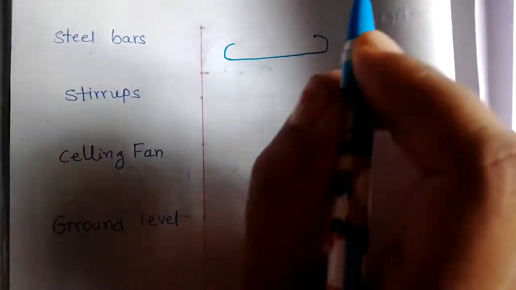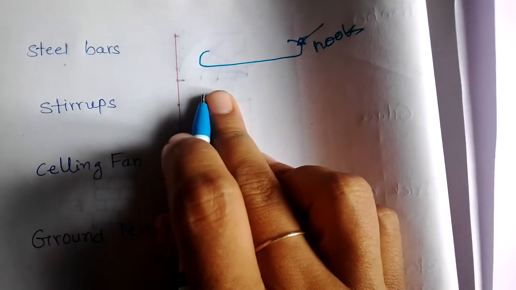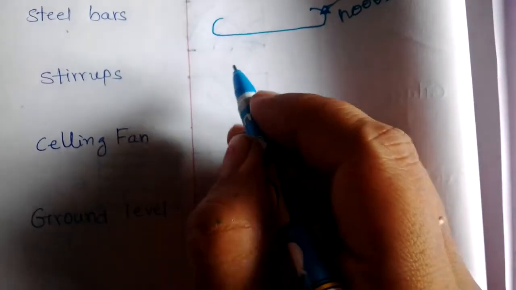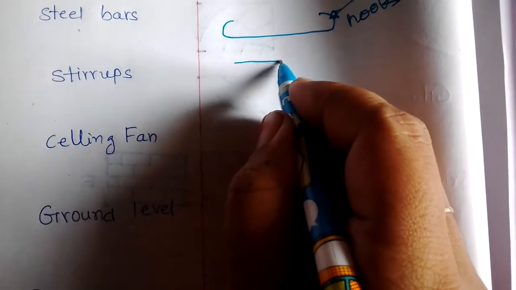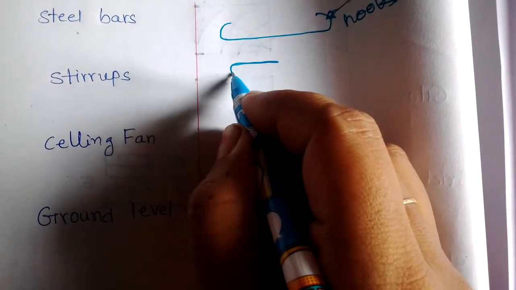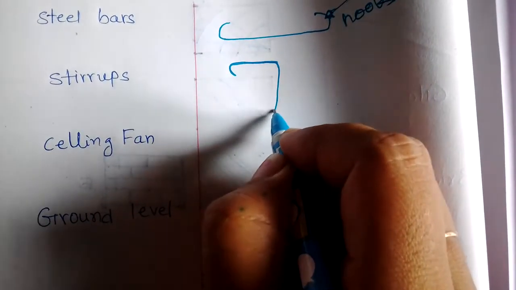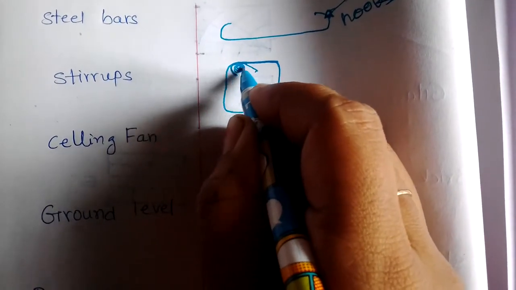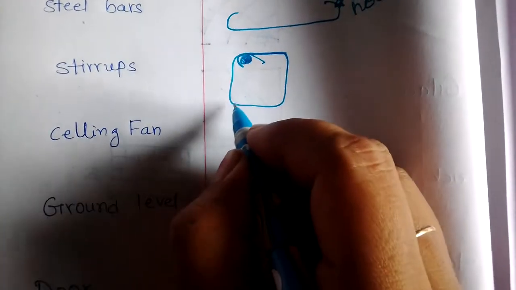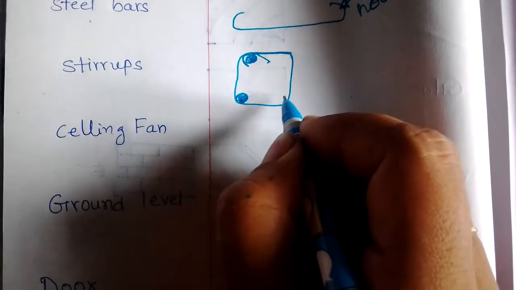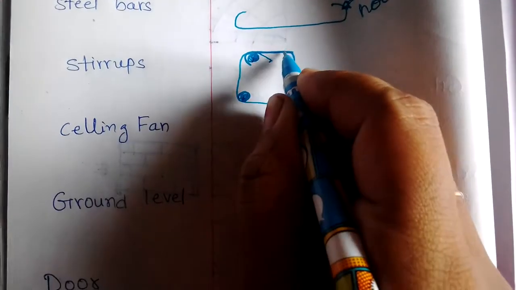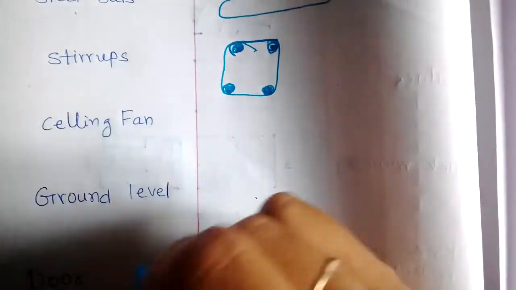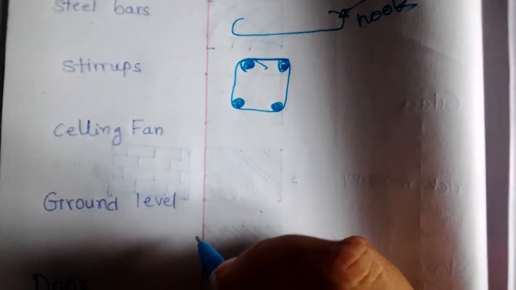Now for the steel bars, we have to draw a line like this. This is a hook. So this is the graphical symbol for the steel bar. For stirrups, draw like this, and this tie with a reinforcement here. So this is the graphical symbol for stirrups.